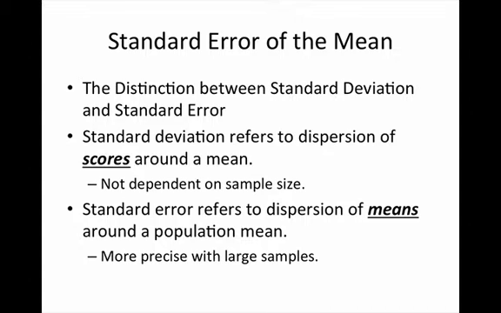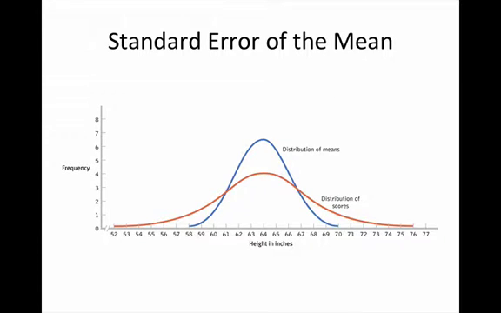And so, whereas standard deviation refers to the dispersion of scores around a mean, standard error refers to the dispersion of means around a population mean. And the standard error becomes more precise as an indication of population standard deviation as our sample becomes larger. So let's take a look at what this looks like.